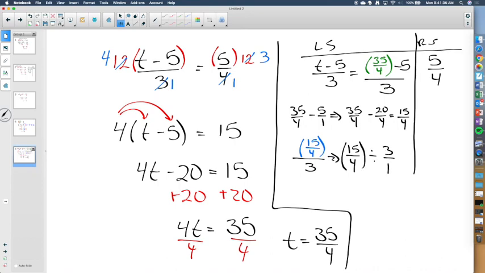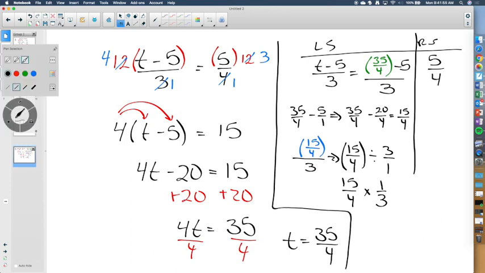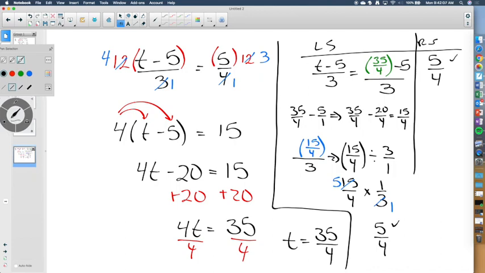Remember, the numerator and then the line in the fraction means divide. So I've got my 15 over 4 being divided by 3. Instead of doing my division, I'm going to multiply by the reciprocal. And then 15 and 3 can cross-reduce, giving me a 5 and a 1. And 5 times 1 is 5. 4 times 1 is 4. And we have 5 over 4 on both sides of our expression.